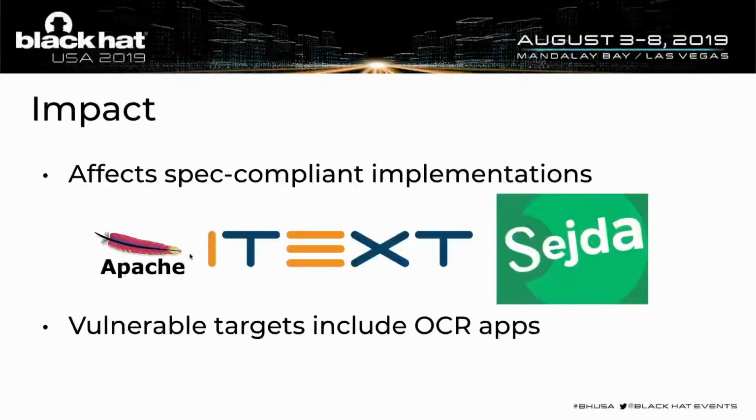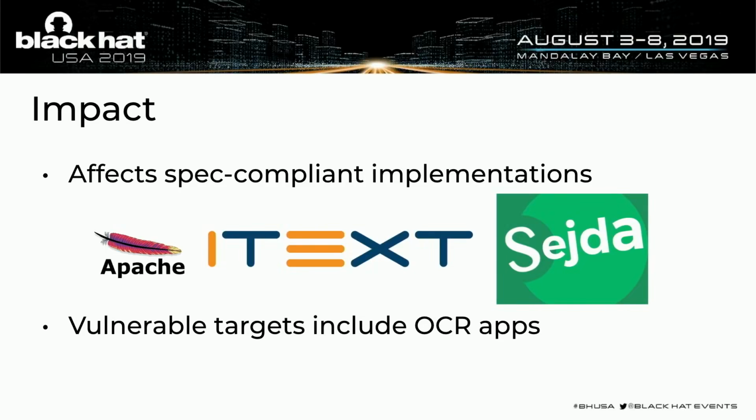So what's the impact here? We looked at a bunch of spec compliant implementations, and I want to reiterate this. This is a problem in the PDF specification itself, right? The PDF specification says you have these PDF stream objects, you have these filters, you should respect them. It's not that interesting to cause denial of service to your local PDF, Adobe Acrobat or something. You just close it and go on with your day.